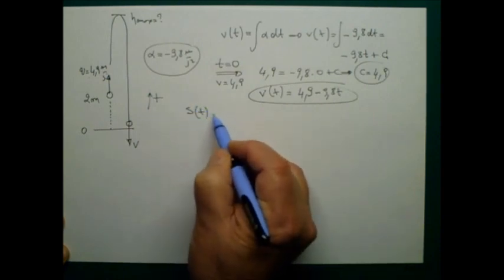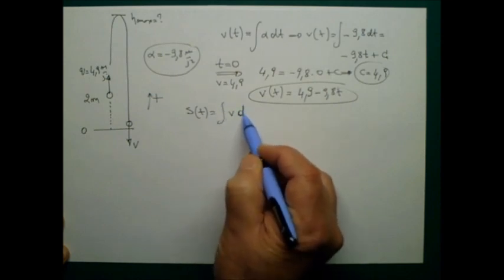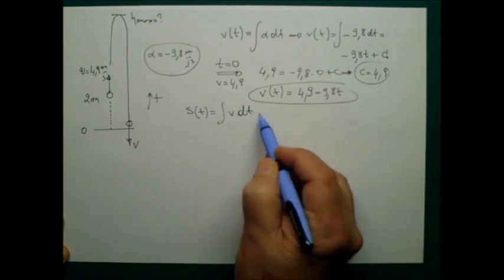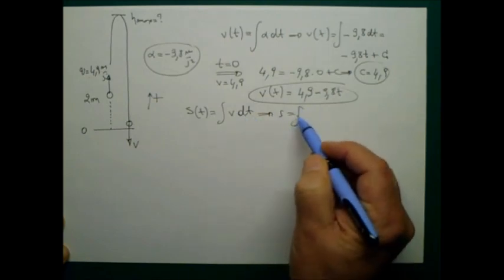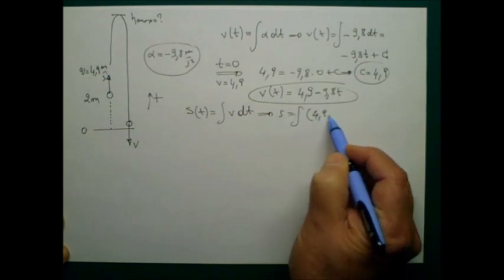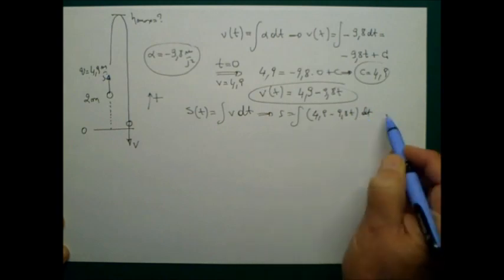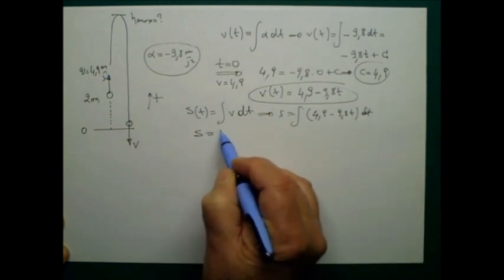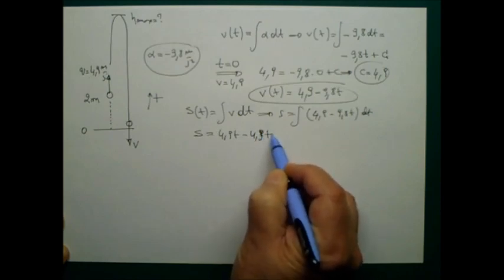Now we have to find the displacement. To find the displacement, we integrate the velocity function, that is s equals the integral of v dt. So what we get here is s equals the integral of 4.9 minus 9.8 t dt, and solving this integral we get 4.9 t minus 4.9 t squared plus c.